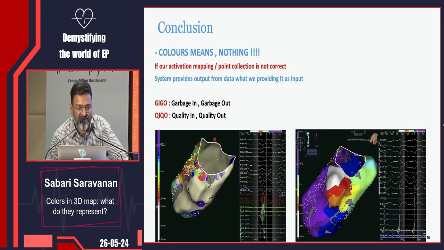And colors mean nothing if our activation mapping or points are incorrect. That means the system provides the output from the data we provide as input. If you give garbage, only garbage will come out. If you give actual proper input, we will get a good quality map.